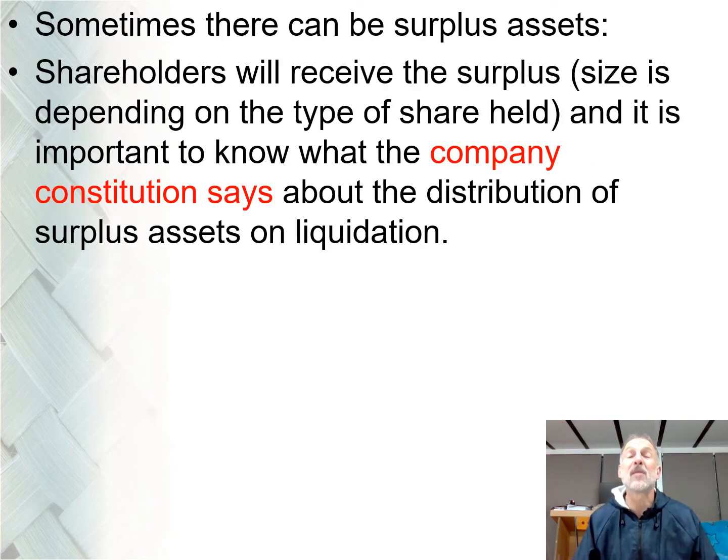Sometimes there can be surplus assets. It often happens. Shareholders will then receive the surplus. The size of what they will receive depends on the type of share that they are holding, and it is important to know what the company constitution says about the distribution of the surplus assets on liquidation.